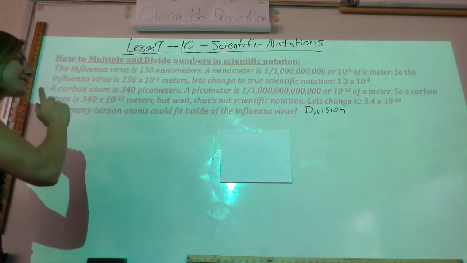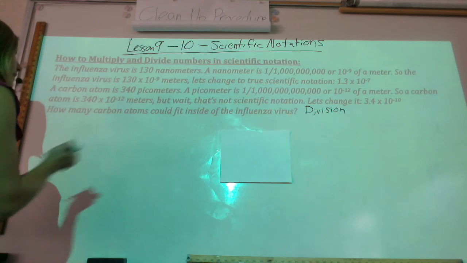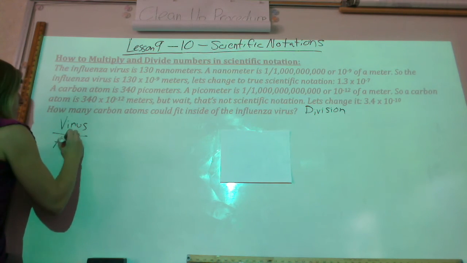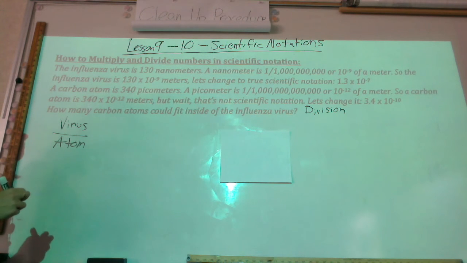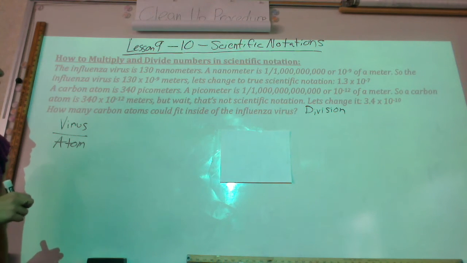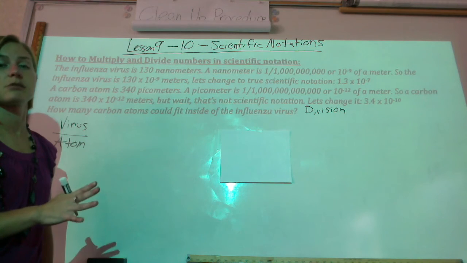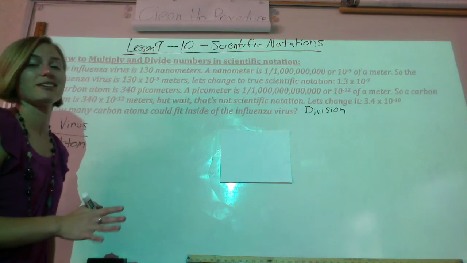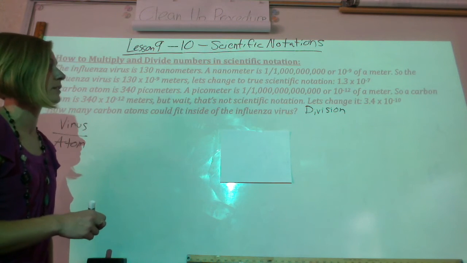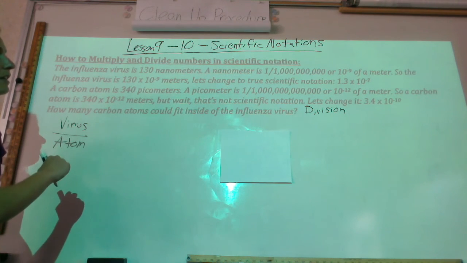So we need to divide the influenza virus by the carbon atom. So we just need to get those numbers and just divide them up. So we're going to deal with this in scientific notation because I bet you don't want to write those numbers actually out. If you do, go ahead. You can show that to me another time and I can make fun of you for doing it the long way. So let's do this with the scientific notation.